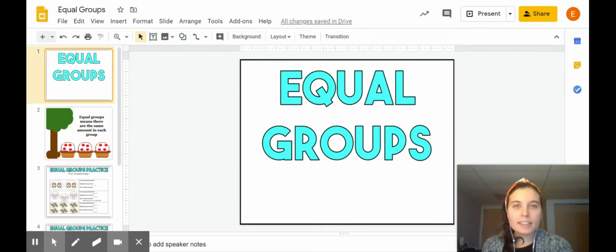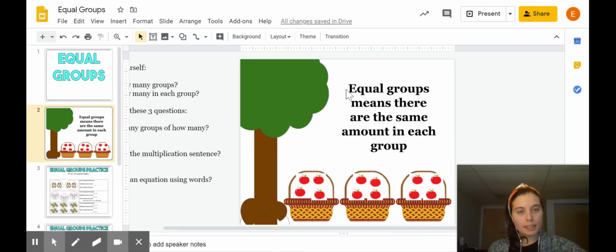Hi everyone. Today we're going to talk about equal groups for math and how it's connected to multiplication. Equal groups means that there are the same amount in each group. That means if they're equal groups, then they all have the same number of things or objects or people in them.